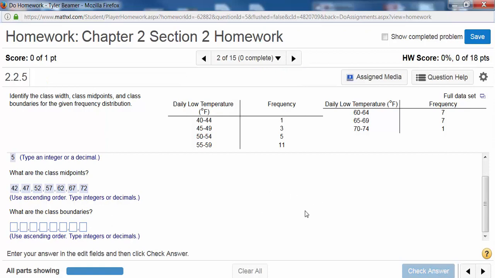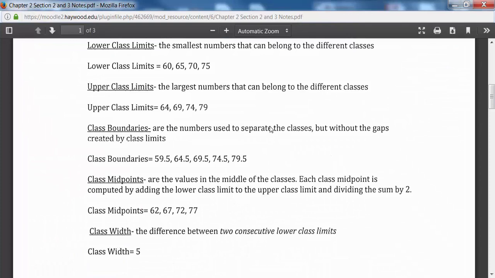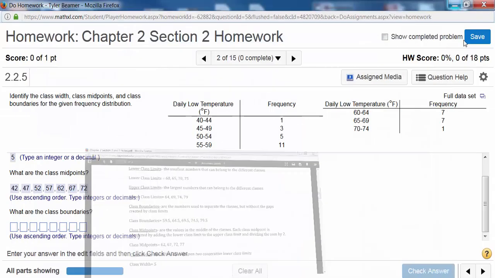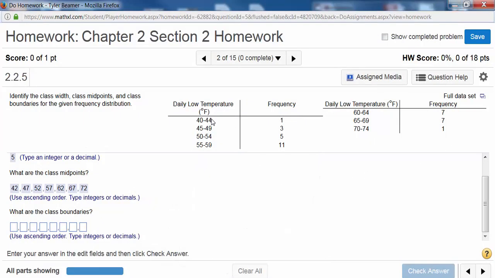And then it says the class boundaries. So let's look at the definition of that. Those are the numbers used to separate the classes, but without gaps created by classes. So if we look at each class, right, there's a gap between the first class and the second class. Right, there's a gap between 44 and 45. There's a gap between 49 and 50, so there's a gap of 1 between each class, and we could technically have data points that fall into that gap.